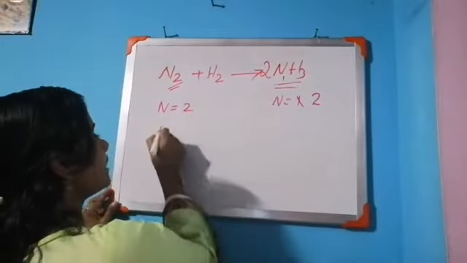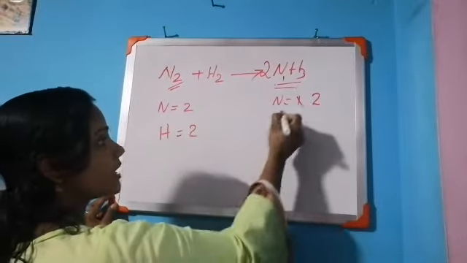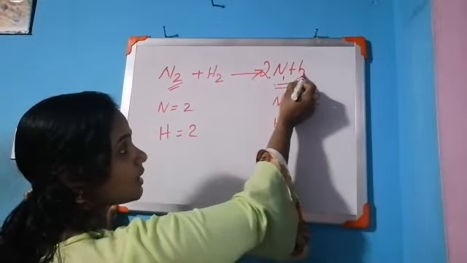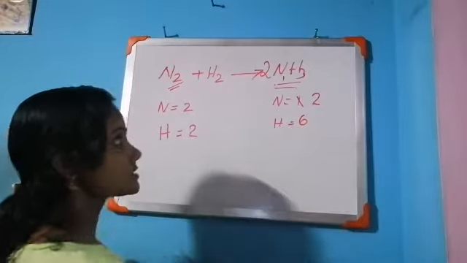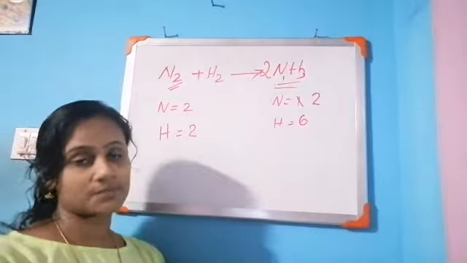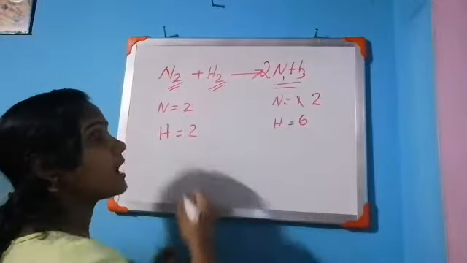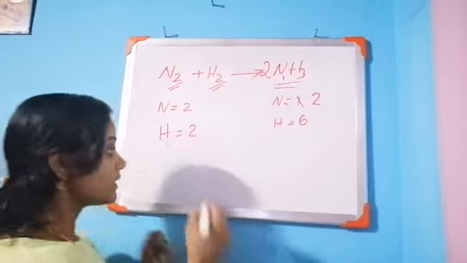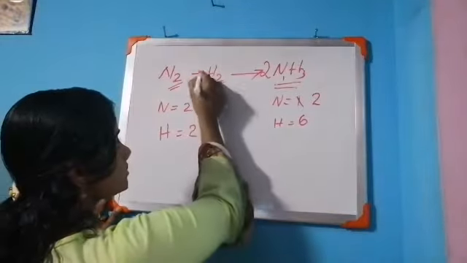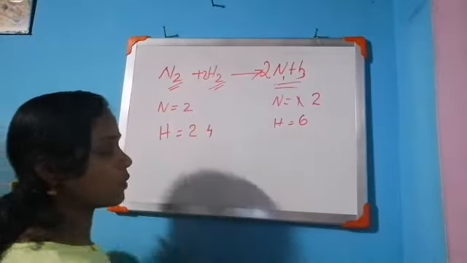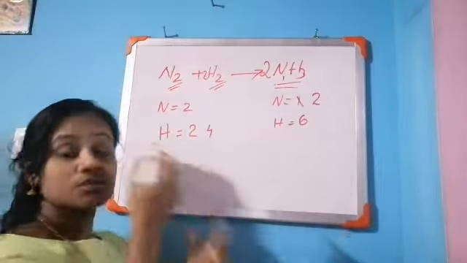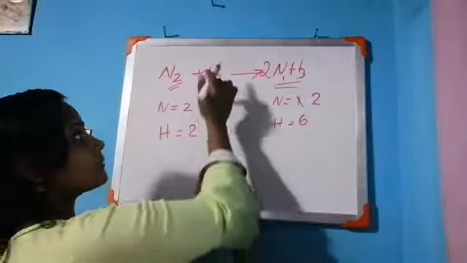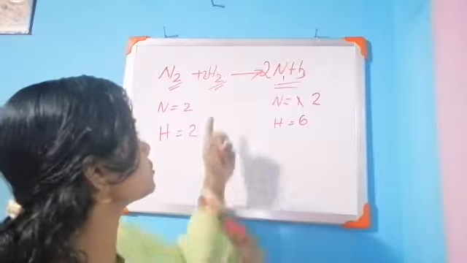Now, on the left side, how many hydrogen? 2. In the product side, how many hydrogen? 3 into 2, 3 twos are 6. So hydrogen is not the same. Which side has fewer hydrogen? The reactant side. So we multiply by 2 first: 2 twos are 4. Is that the same? No. So we take the next number, 3.